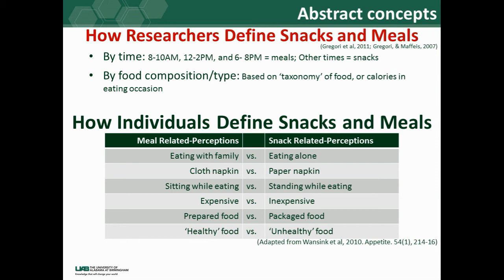So if you're eating with the family with a cloth napkin, sitting down, and it's an expensive, prepared, healthy food, people tend to think of that more as a meal, whereas if you're eating alone with a paper napkin, standing while eating, inexpensive, packaged, unhealthy food, you might think of that as a snack.